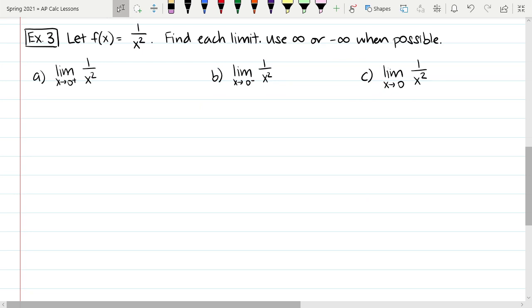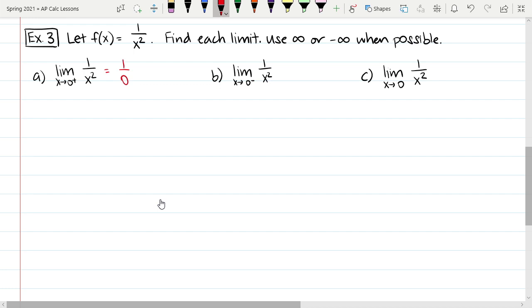All right, so let's look at another example similar to the previous one. So this time we're going to let f of x be 1 over x squared. Again, we're going to find each limit, and we're going to use positive or negative infinity whenever possible. So for part A, we have the limit of 1 over x squared as x approaches 0 from the right. All right, so if I were to use direct substitution, that is going to give me 1 over 0, which means that the limit does not exist.